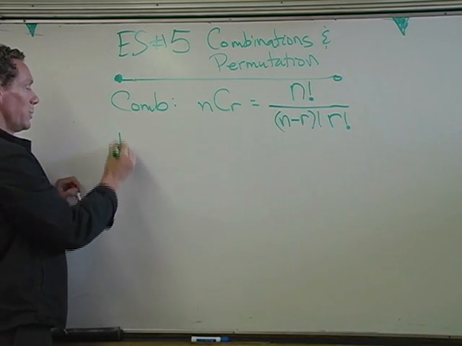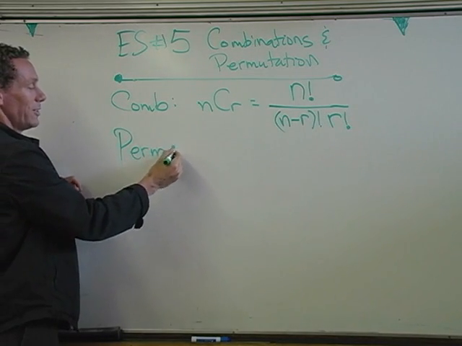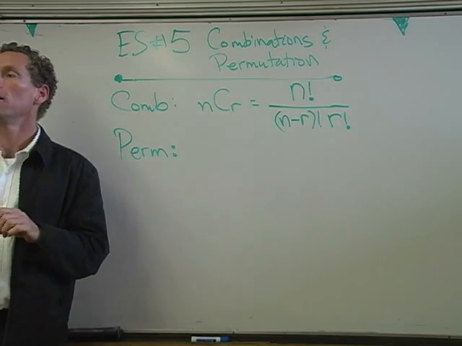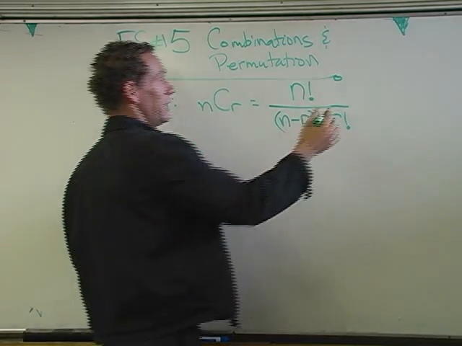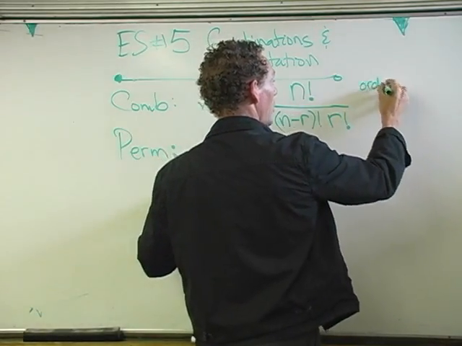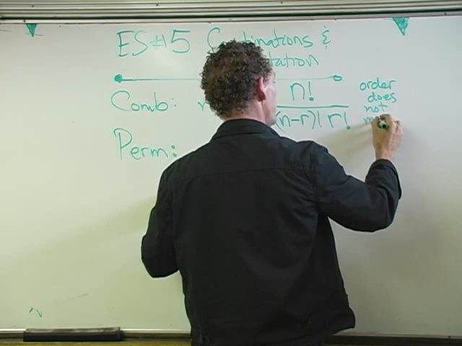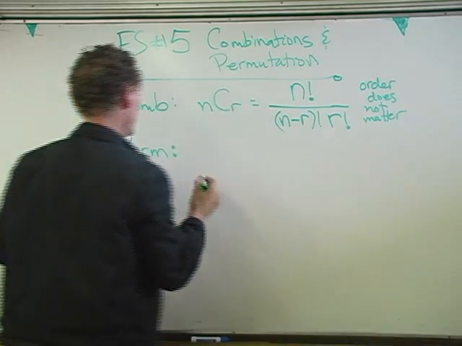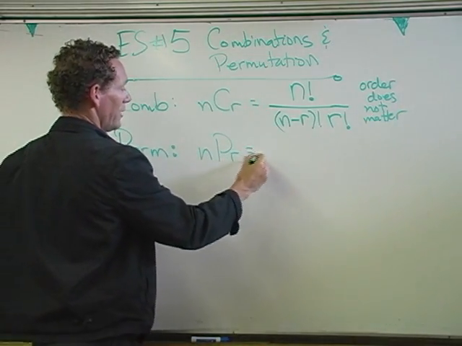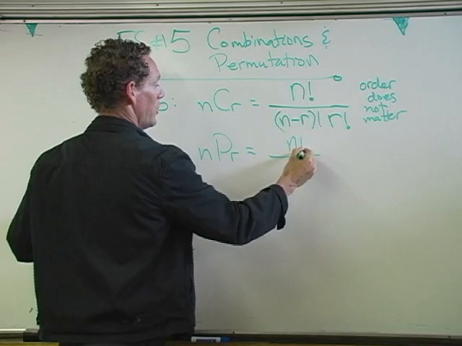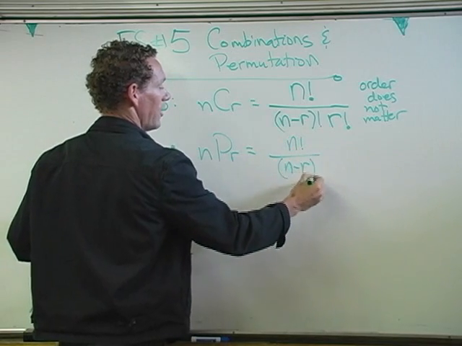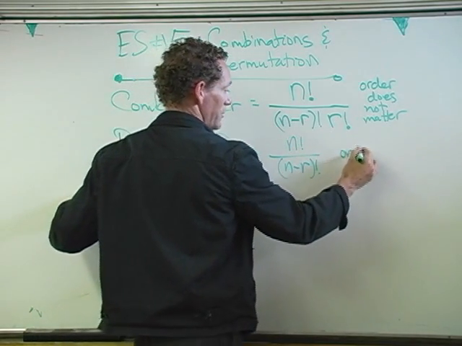What's the difference between combinations and permutations? Order matters. So for combinations, we're going to say order does not matter. And for permutations, nPr, n factorial over n minus r factorial, order does matter.